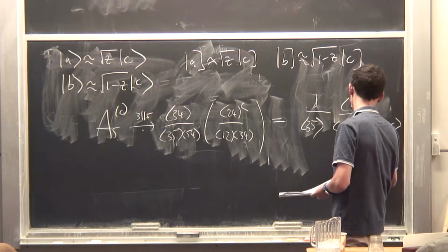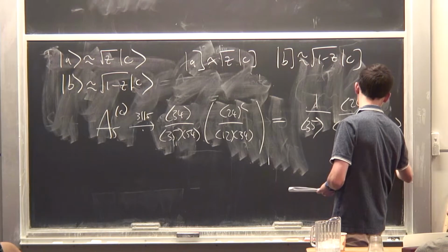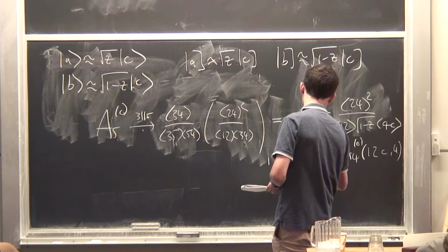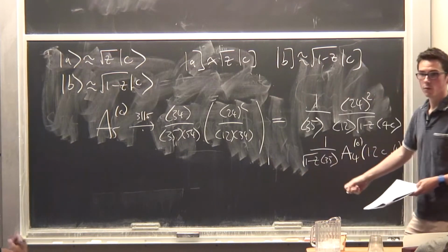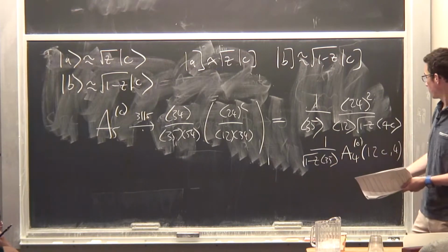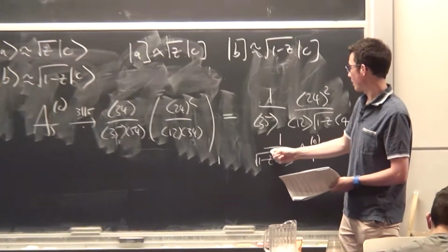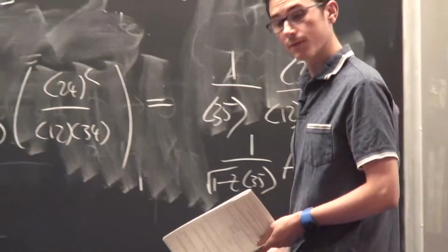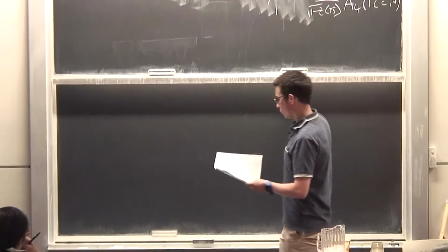just A 4, 0, where we have 1, 2, C, 4. And then this thing here is 1 over the square root of 1 minus Z, 3, 5. This we call the splitting function, and that parameterizes how the collinear limit is approached. The factorization is such that the 5-point amplitude factors into the splitting function times the tree level. And this is another example of a more general result.